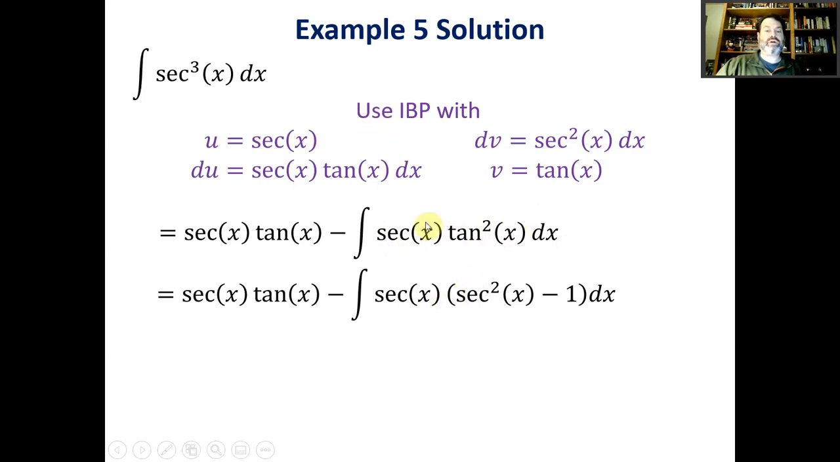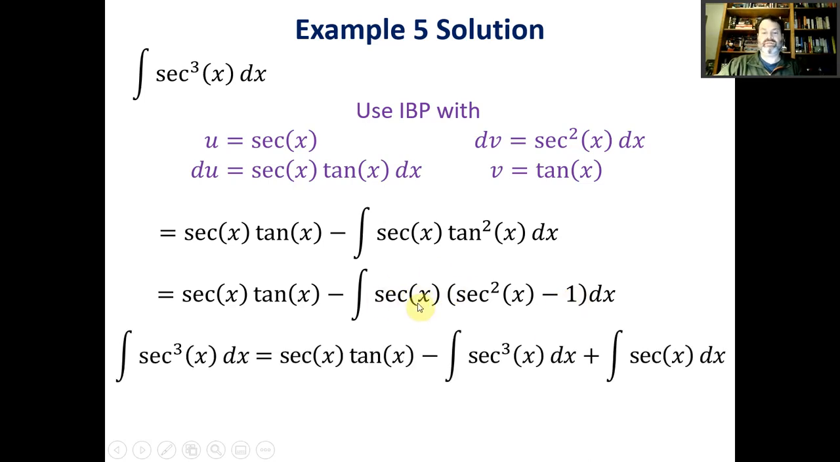So we're going to further break this thing down. And what happens is we actually get a trick, as you're going to see. Tangent squared is secant squared minus 1. We're going to distribute this secant x now. So we have the integral of secant cubed x is secant x tangent x minus the integral of secant times secant squared, which is secant cubed x dx, plus the integral of secant x. We just saw how to do this integral. We're done with this section. And this is what we were trying to show to begin with.